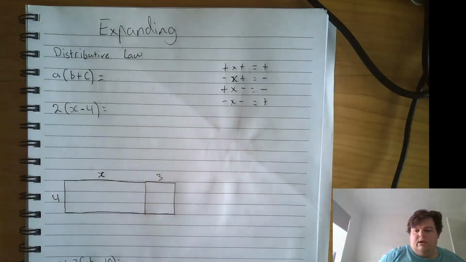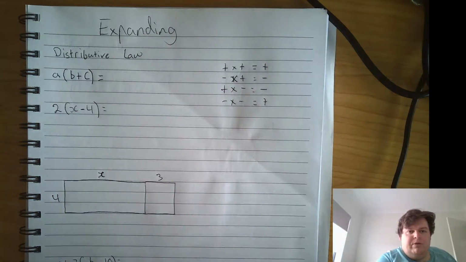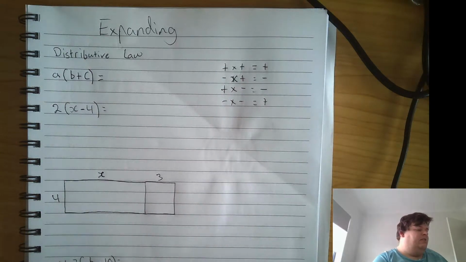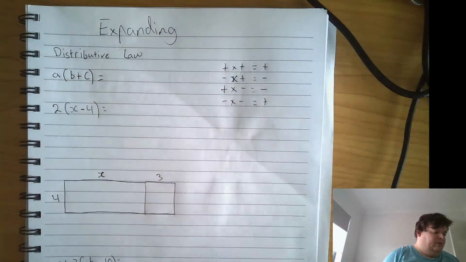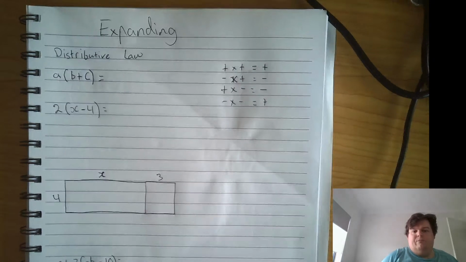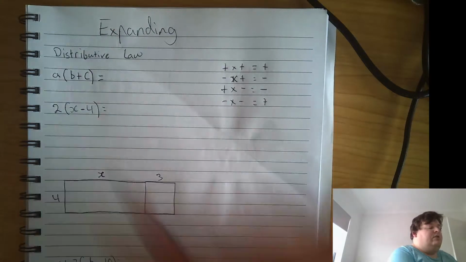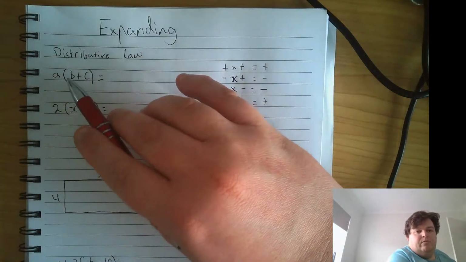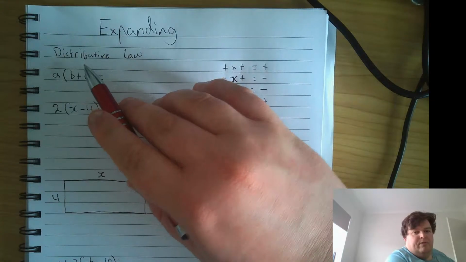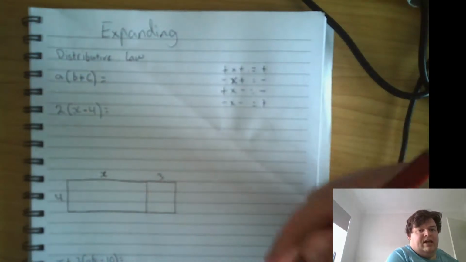Alright, hey everyone. I've been mucking around with something called the distributive law, which is a way of expanding an algebraic expression. So we've got some values here, and I'm going to show you how it's done, and we'll practice it a couple of times, and then you can try it on your own. So this is the law. We have here A, open bracket, B plus C, close bracket. And we want to know, what does that equal?